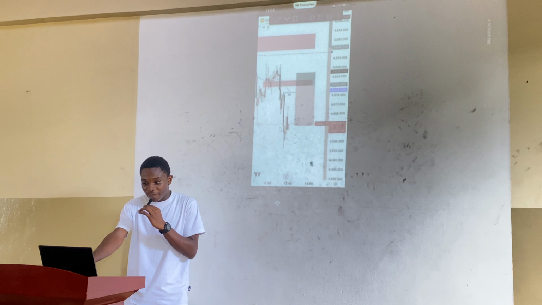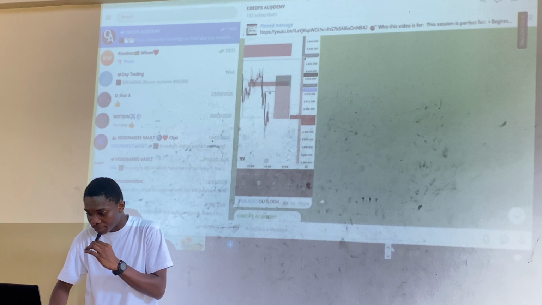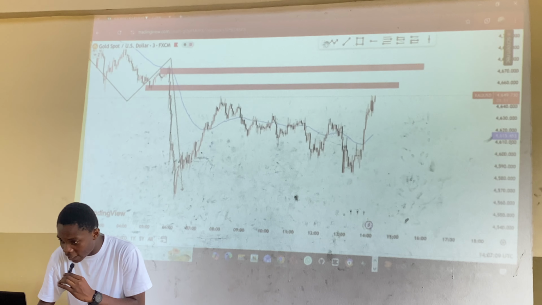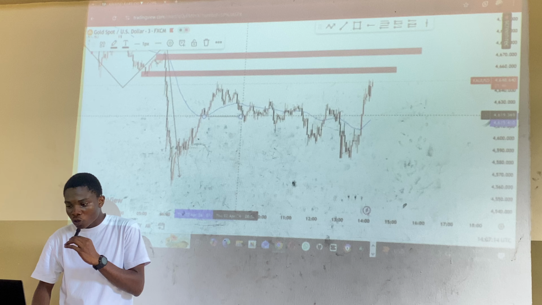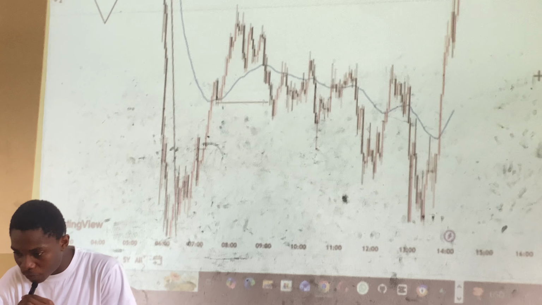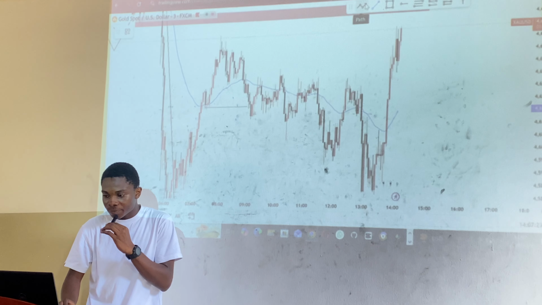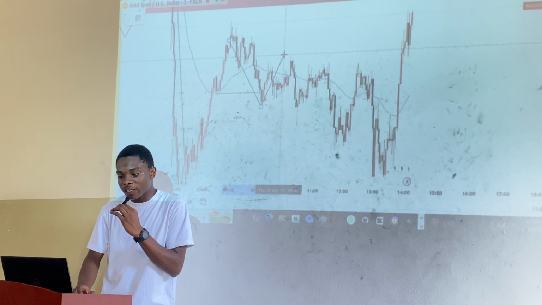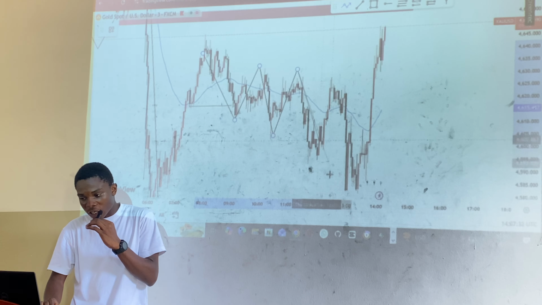So after that, we finally found our entry. This was the entry we sent in the Telegram community. So after the change of character, let me mark it well so that we all see this was the change of character. So we know that price is now coming to move to the downside. If price was moving in this downside, we just have to wait for the retracement. Then we just join it to the downside. We just wait for retracement and join it to the downside, right?